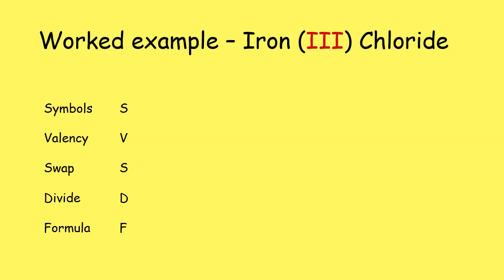So we're going to work through an example here of iron 3 chloride. Now our symbols, the symbol for iron is Fe, the symbol for chlorine is Cl. The valency of iron we can tell because in Roman numerals we've got an III and that means 3. Chlorine is in group 7, and if you look at the periodic table, group 7 has a valency of 1. Now what we do is we swap these numbers over. So now underneath iron is a 1 and underneath chlorine is a 3.